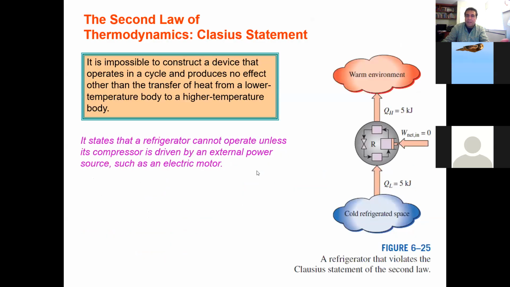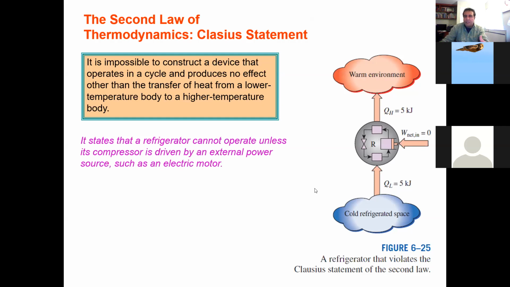All right, this is the second law of thermodynamics. We have already talked about this. It is impossible to construct a device that operates in a cycle and produces no effect other than the transfer of heat from a lower temperature body to a higher temperature body. The second law states that a refrigerator cannot operate unless its compressor is driven by an external power source, such as an electric motor. So that's where we pay. Anyway, this is a refrigerator that violates the Clausius statement of the second law.